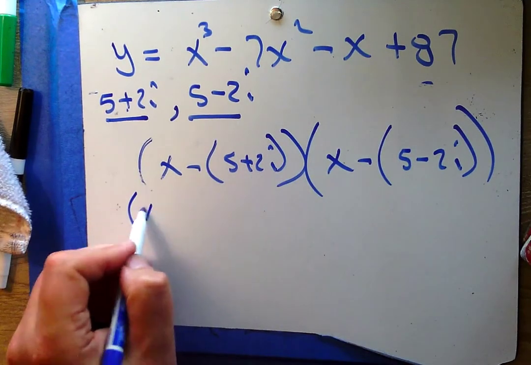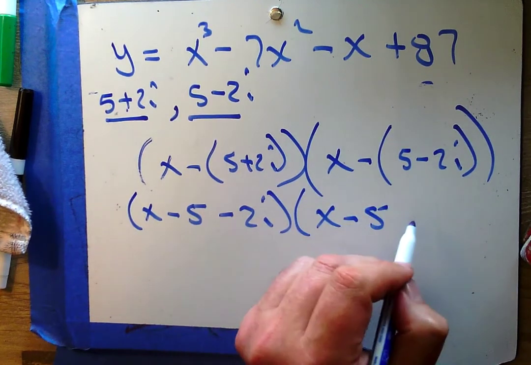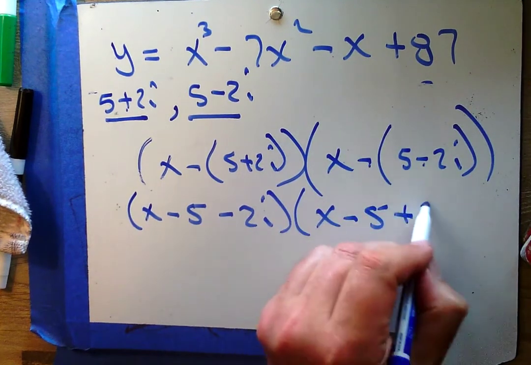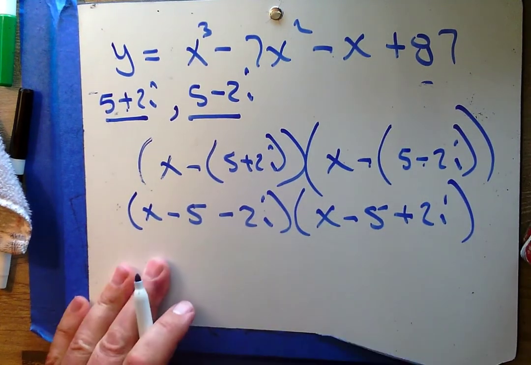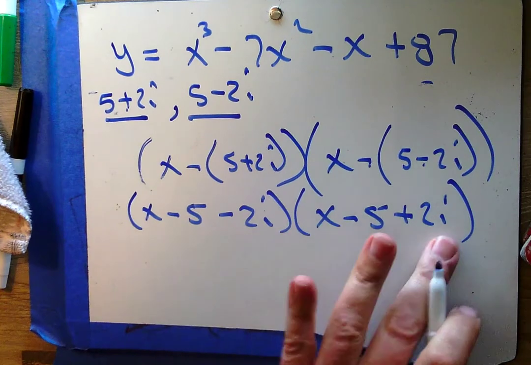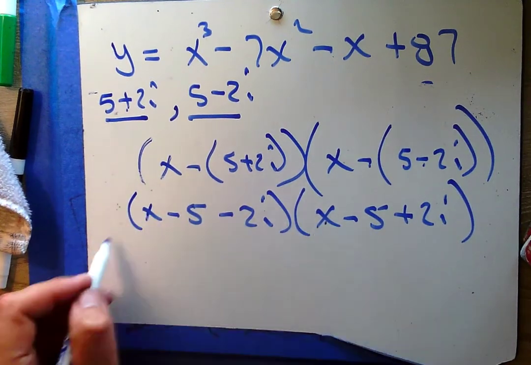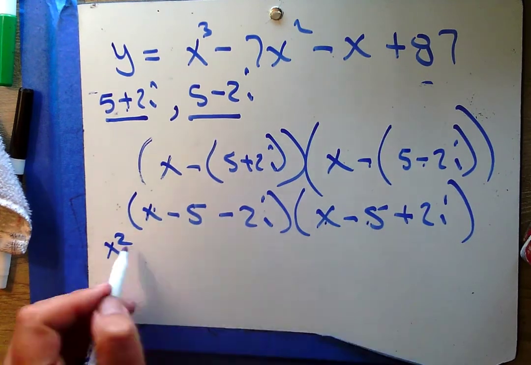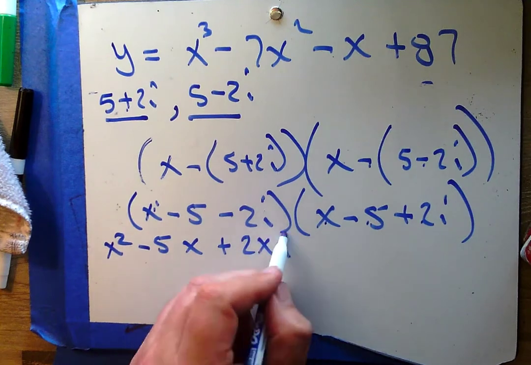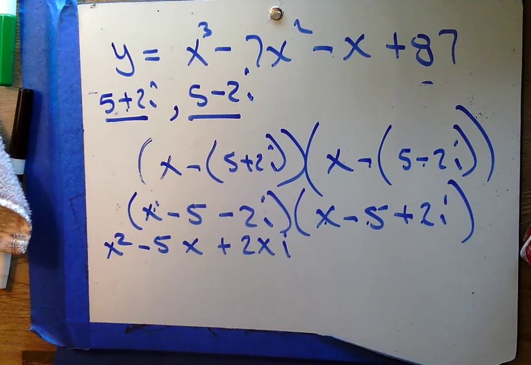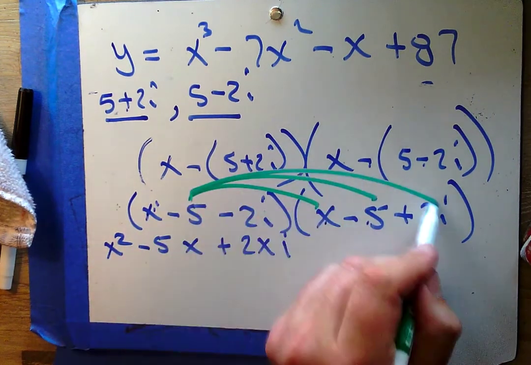Distribute. (x - 5 - 2i)(x - 5 + 2i). Hey, look, we did this in the Algebra Basics unit, except not with complex numbers. So we need to start with FOIL. This times this, this times that, and this times that. x squared. Okay, what else?